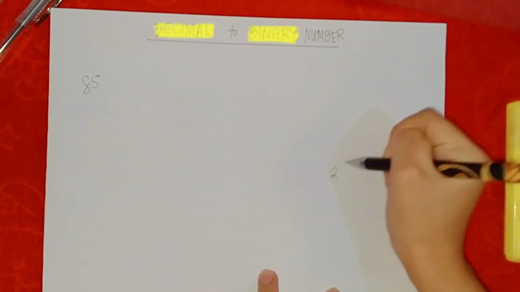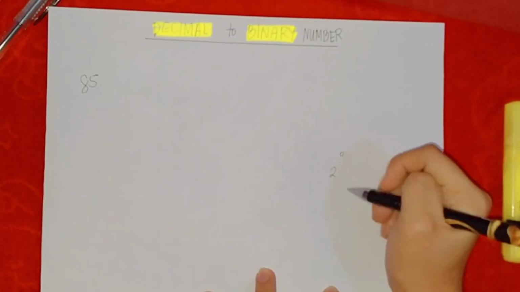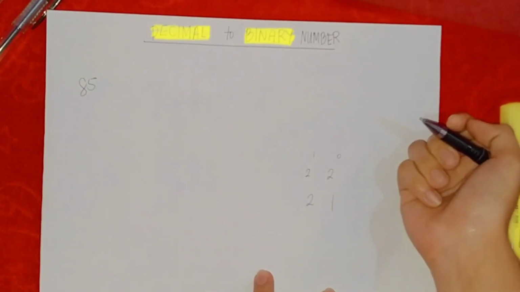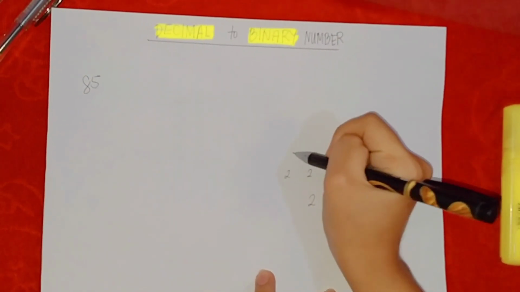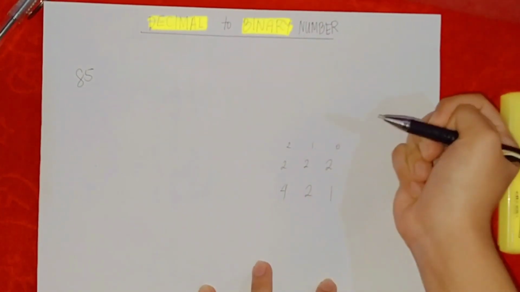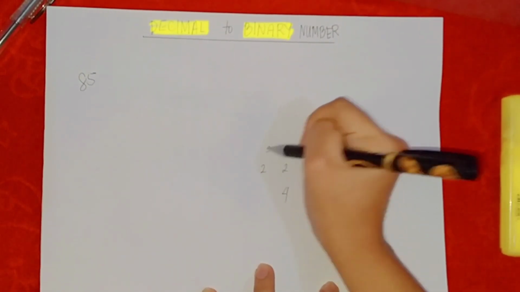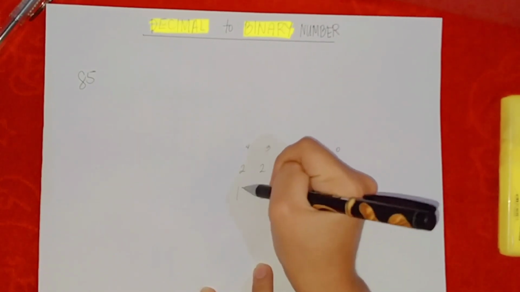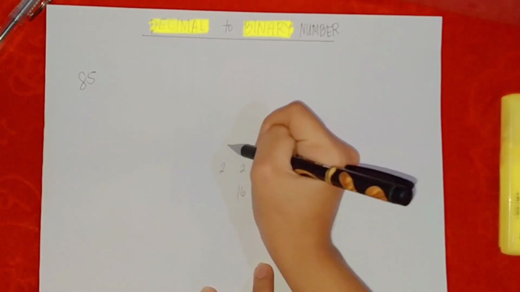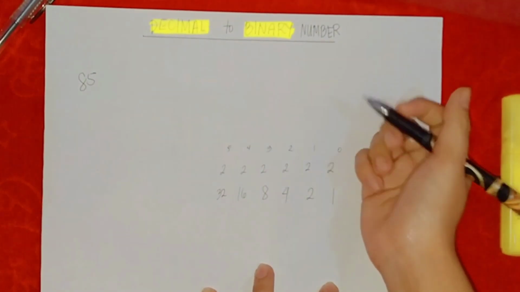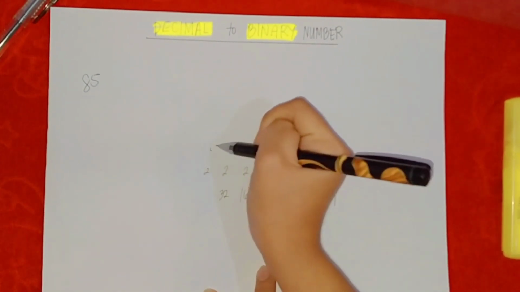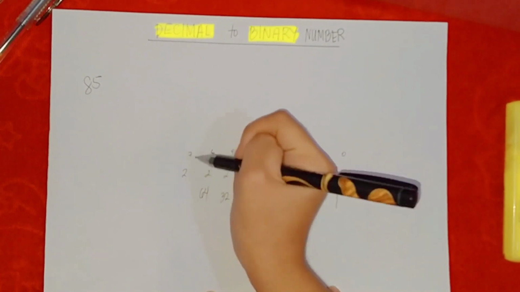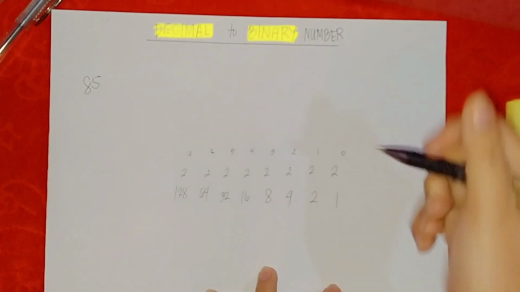2 to the 0 power is 1. 2 to the first power is 2. 2 to the second power is 4. 2 to the third power is 8. 2 to the fourth power is 16. 2 to the fifth power is 32. 2 to the sixth power is 64. And 2 to the seventh power is 128.